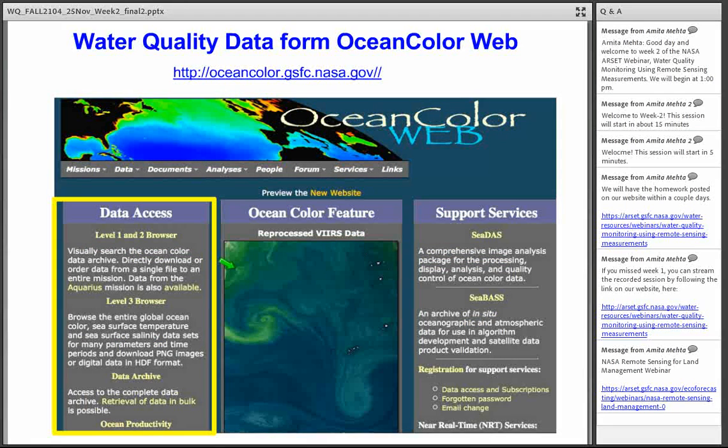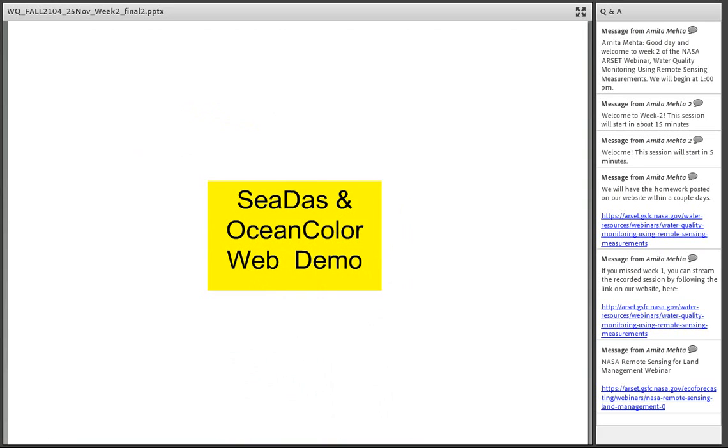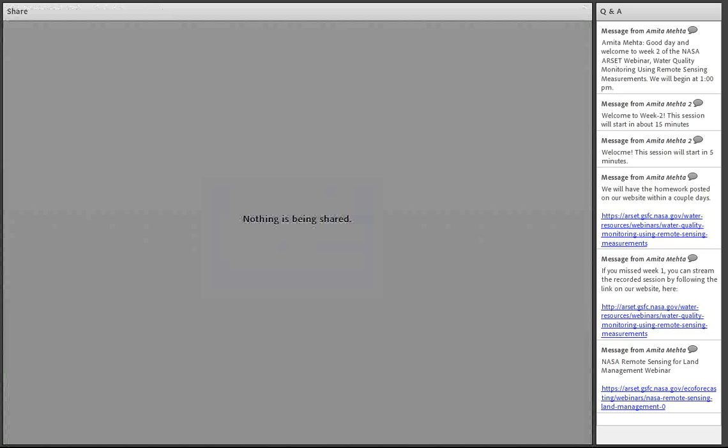So this is Ocean Color Web. This is the website, and this provides information about level 1 and 2, level 3 data for a number of sensors. We will see this soon. If you just bear with me, I would like to share my screen and show you this site.